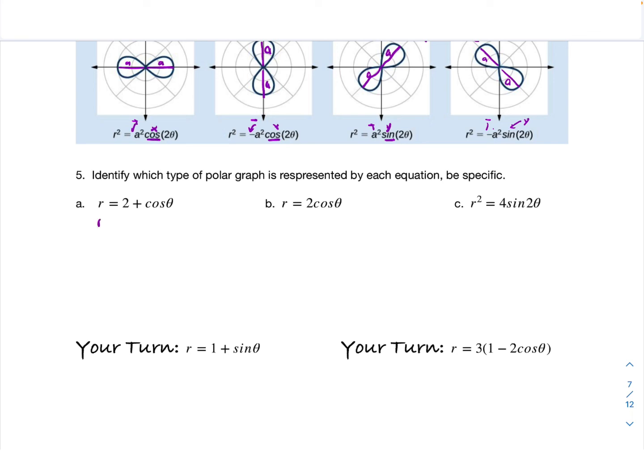Okay, so now we're just going to identify which type of graphs these are. So here we have one of our limacons. And so we have to figure out a and b. So a is 2, b is 1. So we're going to do the ratio of a over b. In this case, 2 over 1, and I get 2. So since 2 is greater than or equal to 2, this is a convex limacon.